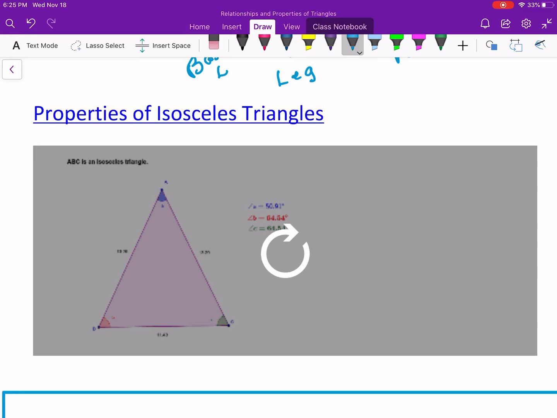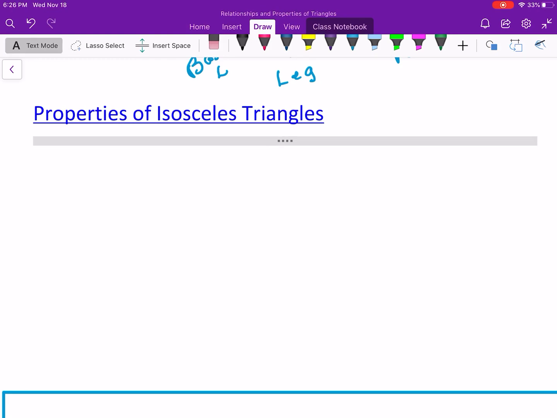I think what you found, if you were watching these sides, you would watch and see that those legs would end up being the same measure. And as they got larger or as they got smaller, the base angles would also get larger and smaller. But the base angles would always end up being the same measure.